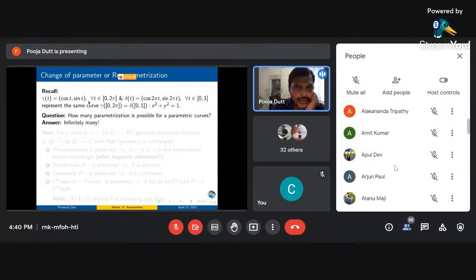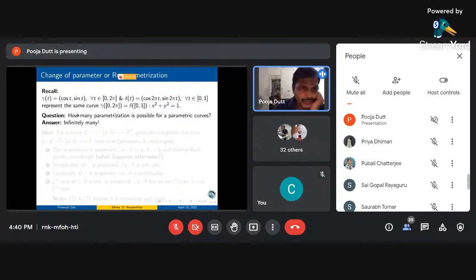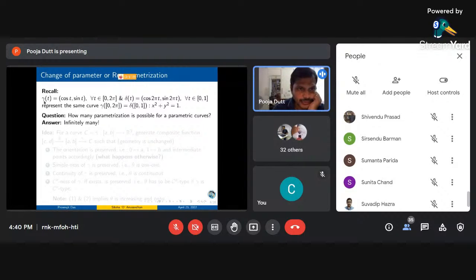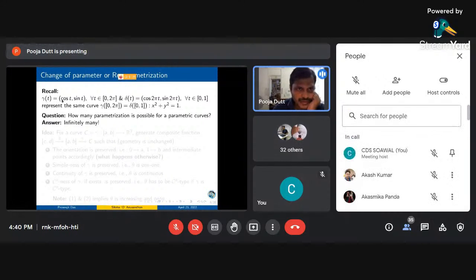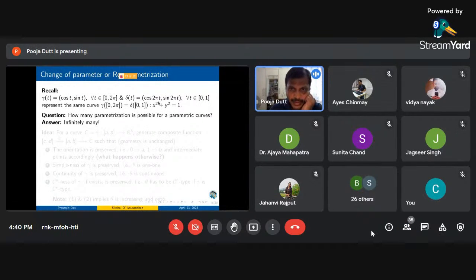Now we come to the question of how many parameterizations are possible for a given curve. So let us start with this example. The circle has been parameterized as cos t, sin t, where t runs between 0 and 2 pi. Another parameterization is cos 2 pi t, sin 2 pi t, where t runs between 0 and 1. So they represent the same curve, the set of all points x, y such that x squared plus y squared is equal to 1. Now I'll be showing that there are infinitely many parameterizations of the same curve.